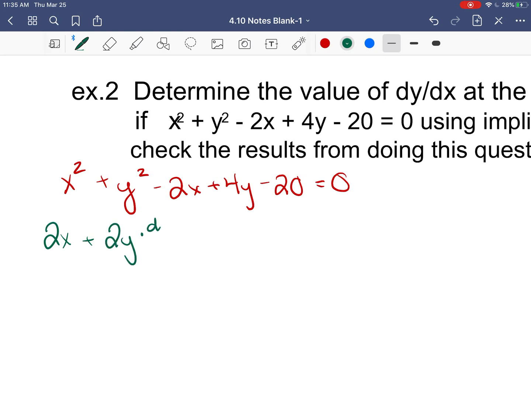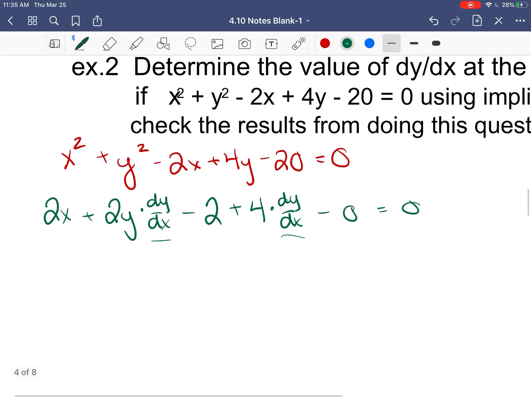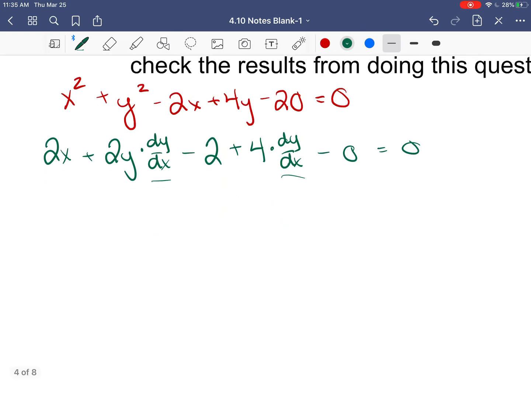to be 2y, technically to the power of 1, times dy dx, minus my derivative of 2x with respect to x, which is 2, and my derivative of 4y is 4 dy dx, minus, this would be 0, equals 0. So basically, when you take the derivative of y with respect to x, it's your derivative times dy dx. And then when we're using implicit differentiation, we basically now just want to get dy dx by itself.